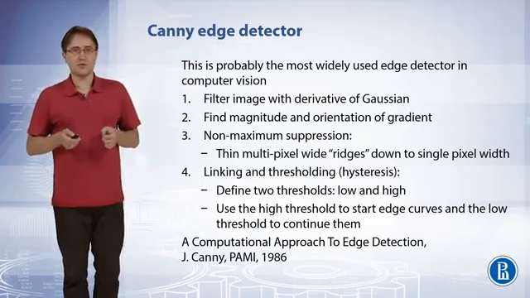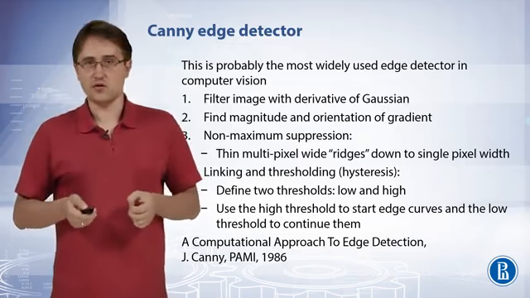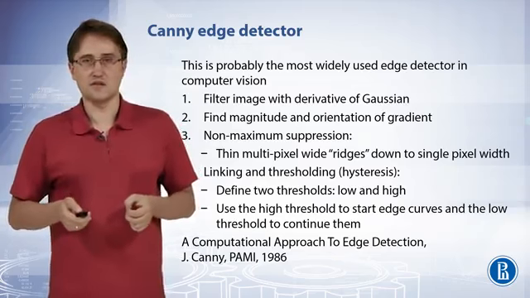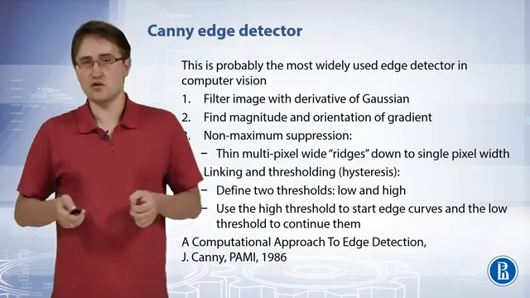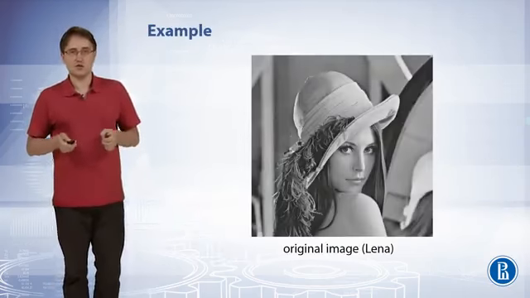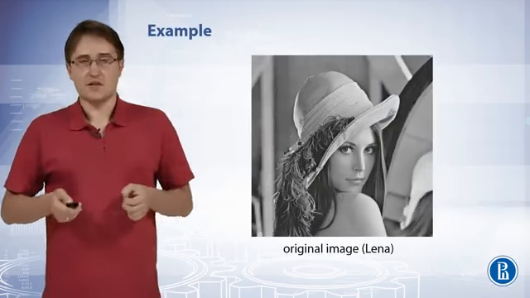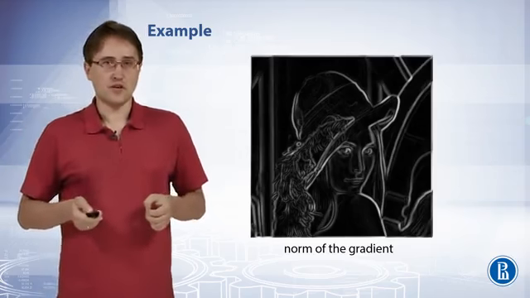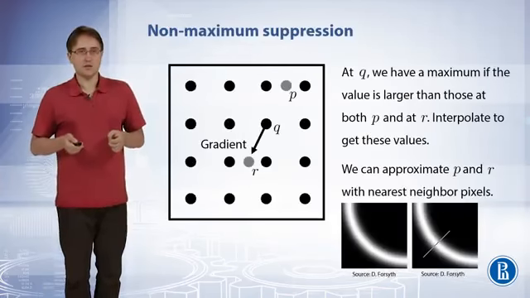It adds two steps to gradient estimation. First is non-maximal suppression. During this step, we thin multi-pixel white ridges down to single pixel width. Second is linking edge pixels together to form continuous boundaries. Here is an example. We take an original image of Lena and apply gradient estimation first. We obtain a map of gradient norm. You can notice a lot of thick ridges at the edges. Now we apply non-maximal suppression.